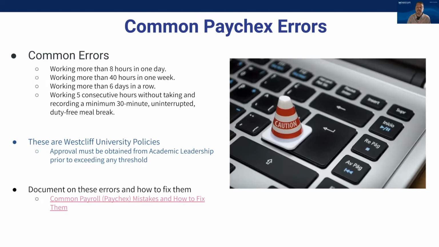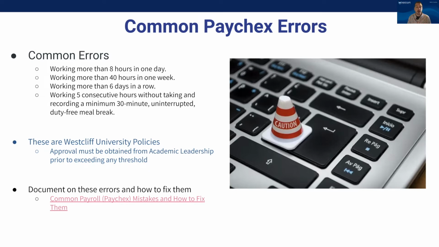Number three, working more than 6 days in a row. Part-time employees are not permitted to work more than 6 days in a row in any given time frame in the pay period. So you cannot work 7 days. You need to take at least 1 day off from time to time in every pay period. So part-time faculty cannot work 7 days in a row. You must only work up to 6 days in a row.